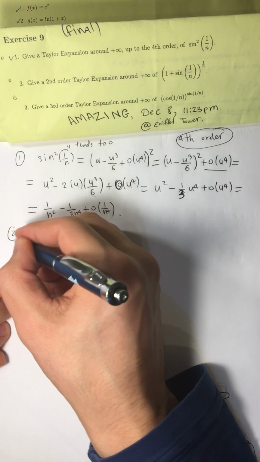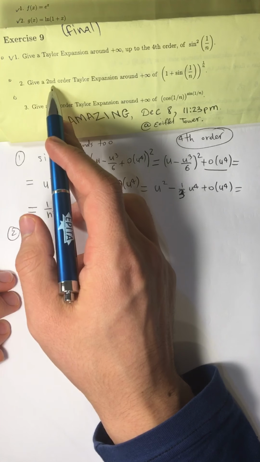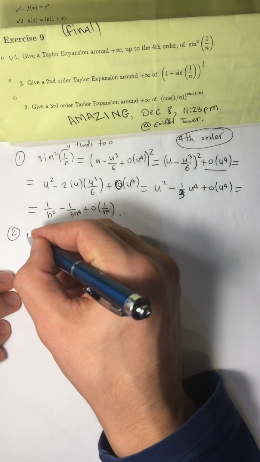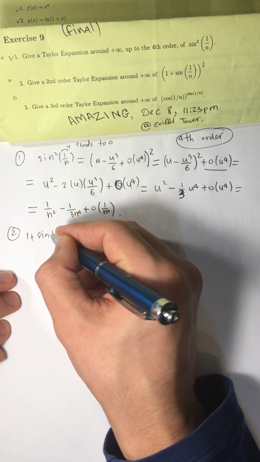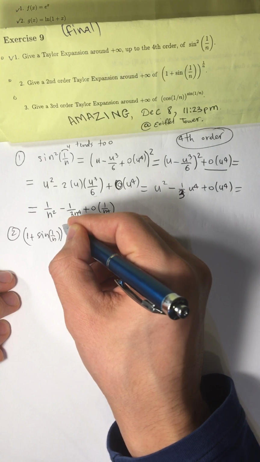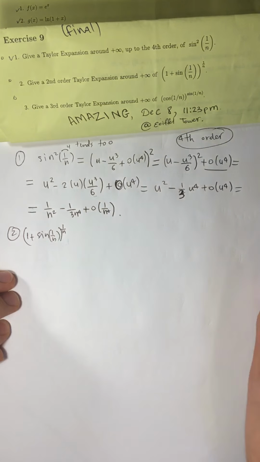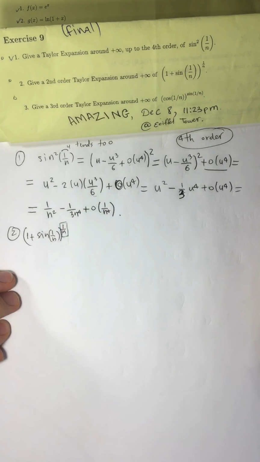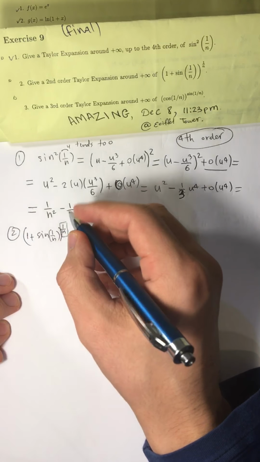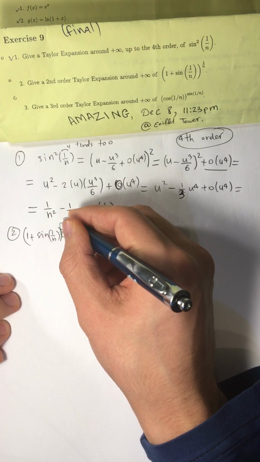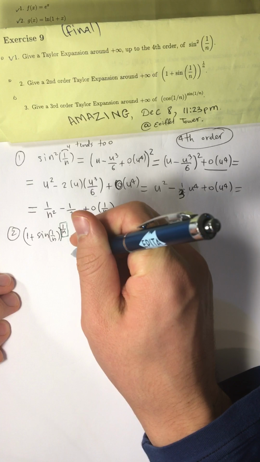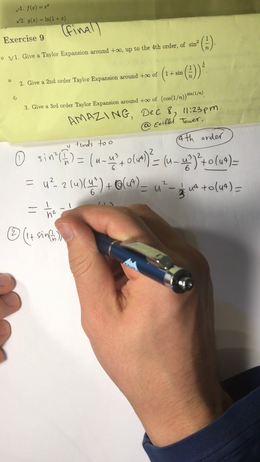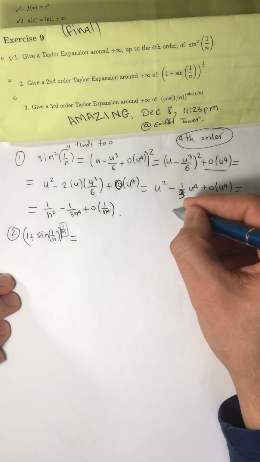Now number 2. What's number 2? Okay, the question is second order, and the problem is (1 plus sine 1 over n) to the power 1 over n. And again, let me ask you, what do you see in the power? Is it x? Is it n? No, it's just 1 over n, right? Because it's 1 over n, I want you to write this. You must use this formula. I'm going to type it here.